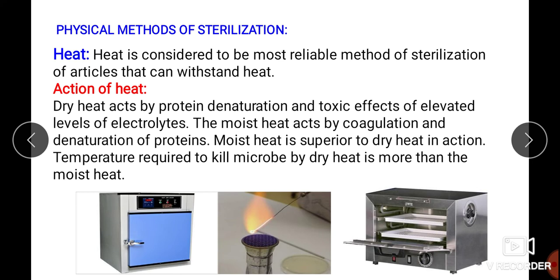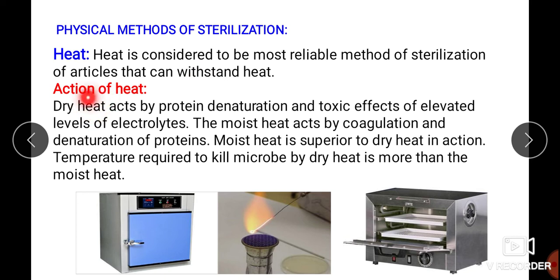Now, the physical methods of sterilization. In a physical method, we can make use of heat, and heat is considered the most reliable method for sterilization. But by using heat, we can sterilize only material which can withstand heat. We cannot sterilize heat-sensitive material, for example plastic or plastic-like wares.